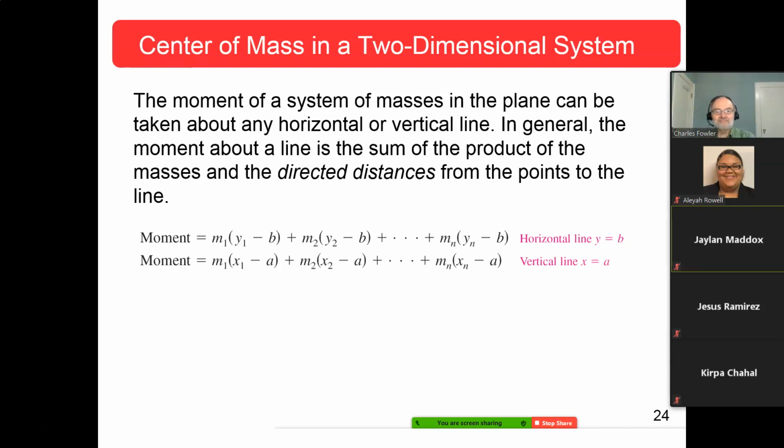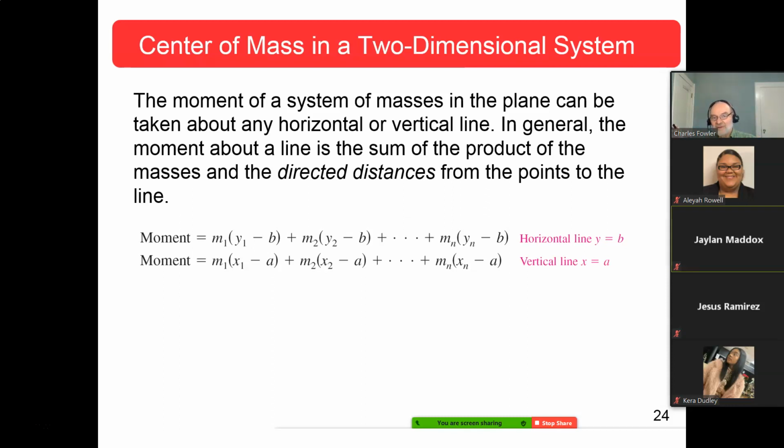So let's have a horizontal line at y equals b. If the x-axis is down here, b is positive. If the x-axis is up here, b is negative. b is just some distance from the x-axis. Then the moment with respect to that horizontal line y equals b is m1 times (y1 minus b) plus m2 times (y2 minus b) plus m3 times (y3 minus b), all the way up to m sub n times (y sub n minus b). It's the mass times how far you are from that horizontal line.